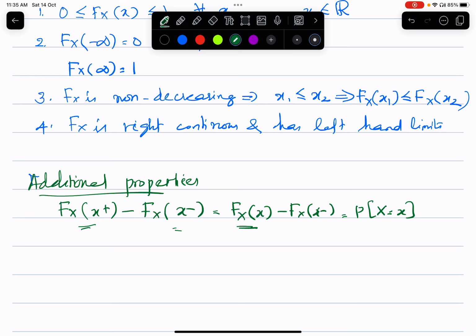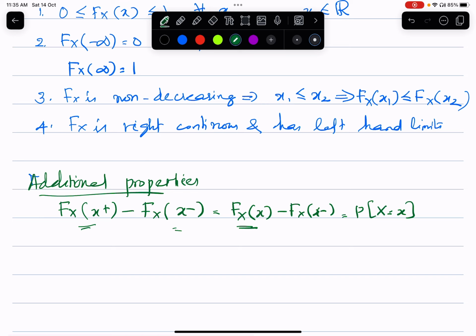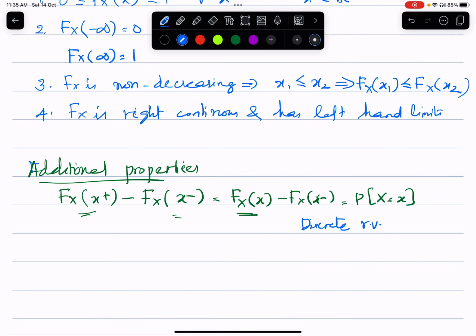But one thing to notice here is that this is only valid when we have a discrete random variable. Because probability at any point is not defined for a continuous function. We can specify the probability of any point is 0 for a continuous function. So this is valid only for a discrete random variable. Okay.